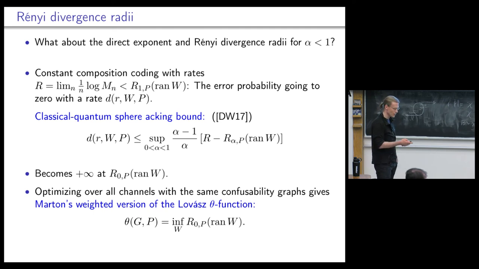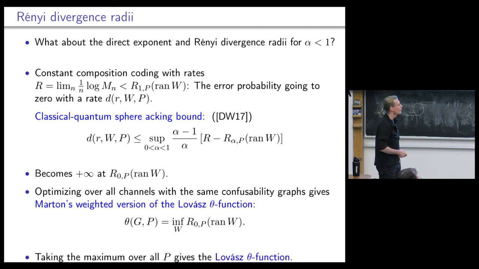So Lovász theta function is very important in zero error communication. And somehow it turns out, and it's an upper bound on the zero error communication rate. And it turns out that somehow you can obtain this by considering classical quantum channels. And this is something very unexpected because this is a completely classical object. And taking the maximum over all probability distributions P, you get the Lovász theta function. So I think this is a really, really beautiful result.